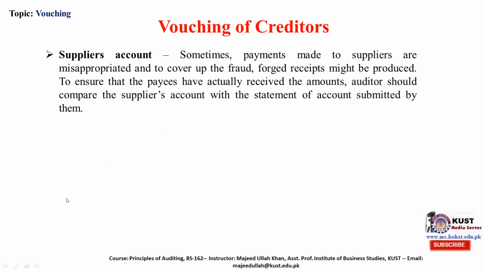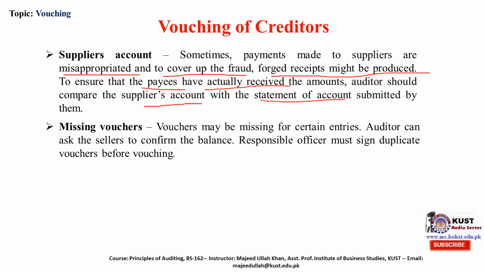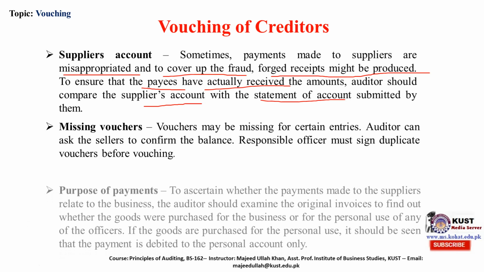Vouching of creditors, supplier account. Sometimes payments made to the supplier are misappropriated, and to cover up the fraud, forged receipts might be produced to show that the payee has actually received the amount. The auditor should compare the supplier account with the statement of sales submitted by them. Missing vouchers: the auditor should request the management to sign a duplicate voucher if any voucher is missing, in order to have a complete record of the company.